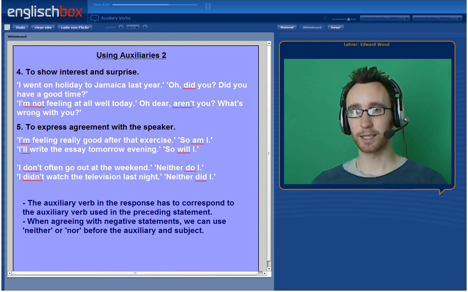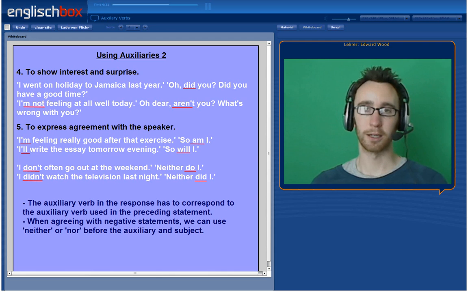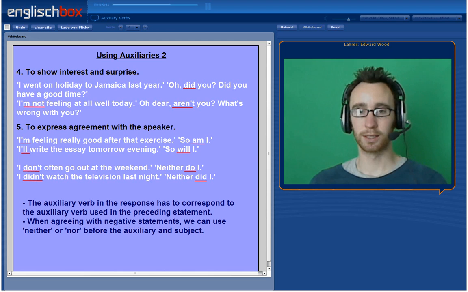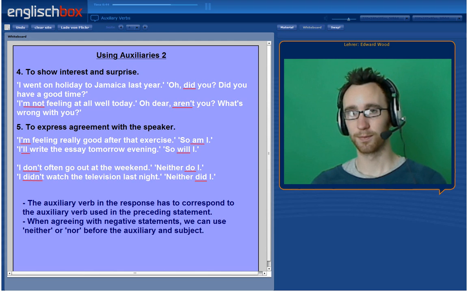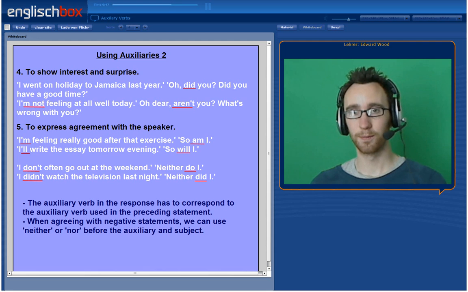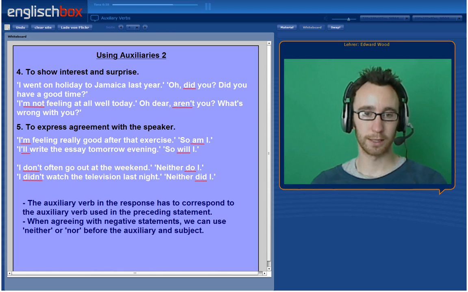If we use a negative form, or if we agree with a negative statement, then we have to use neither or nor. So I don't often go out at the weekend, neither do I. And I didn't watch the television last night, neither did I. So we have the first sentence in present simple, and the second sentence in past simple, and the auxiliaries correspond to these tenses.